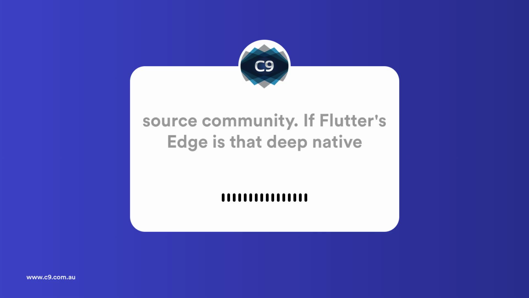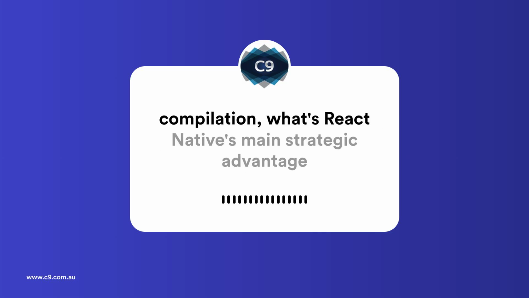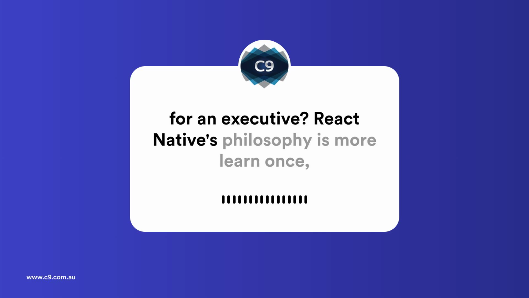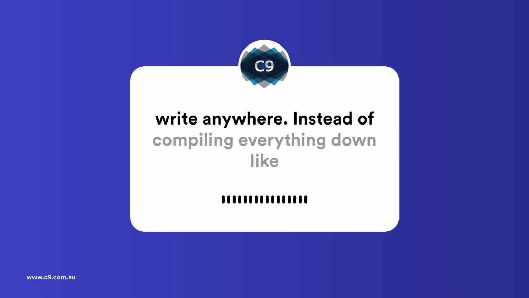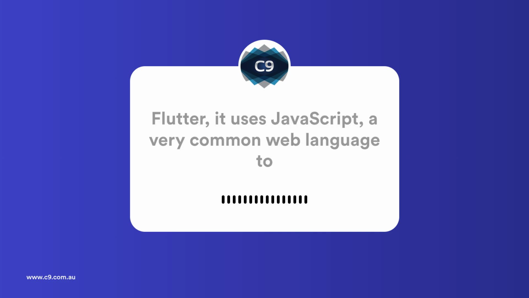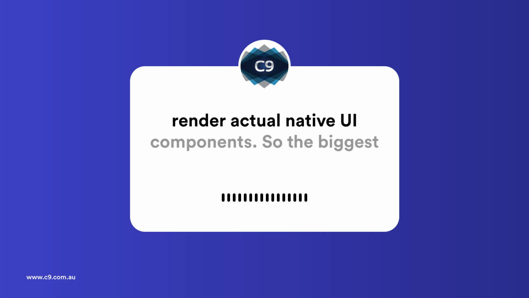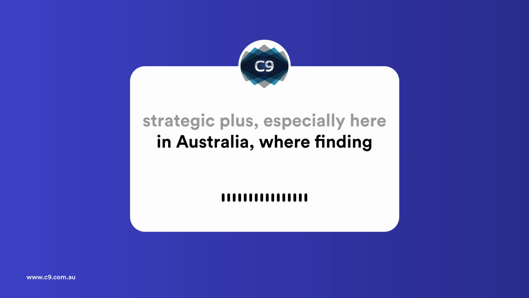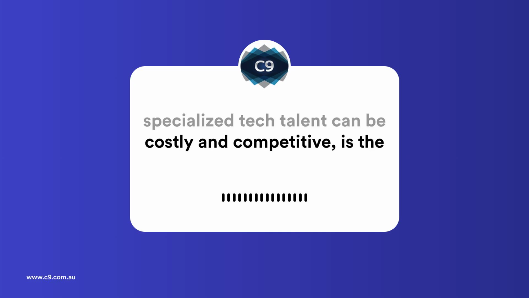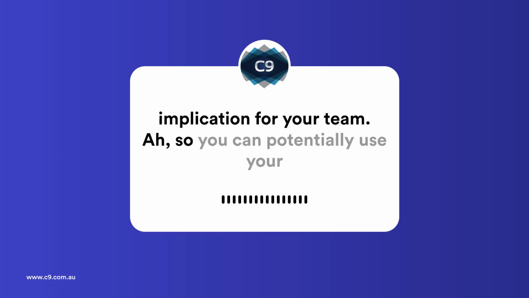Okay, let's pivot to the other big player, React Native, backed by Meta and a huge open source community. If Flutter's edge is that deep native compilation, what's React Native's main strategic advantage for an executive? React Native's philosophy is more learn once, write anywhere. Instead of compiling everything down like Flutter, it uses JavaScript, a very common web language, to render actual native UI components. So the biggest strategic plus, especially here in Australia where finding specialized tech talent can be costly and competitive, is the implication for your team.